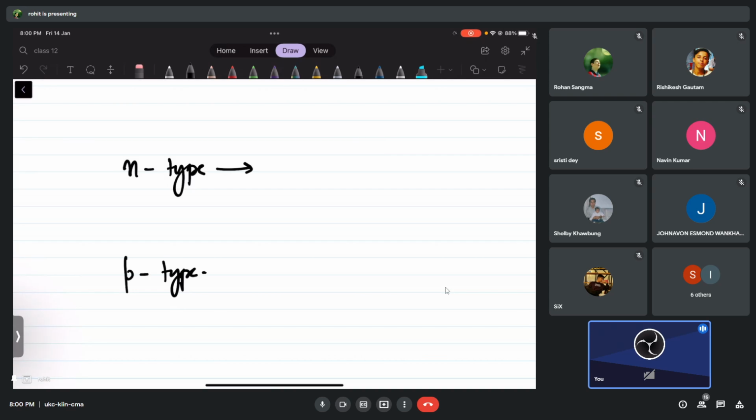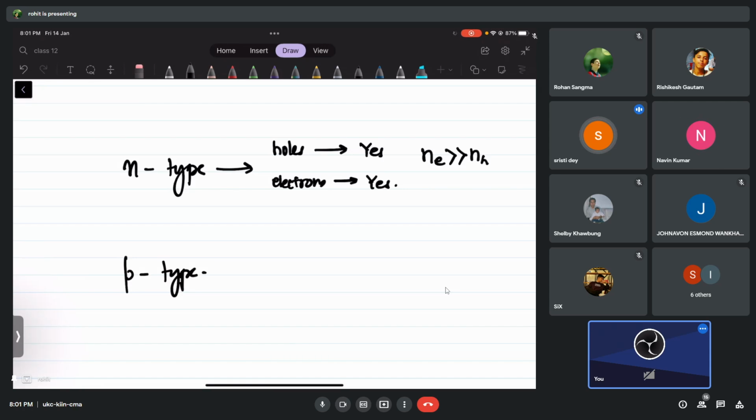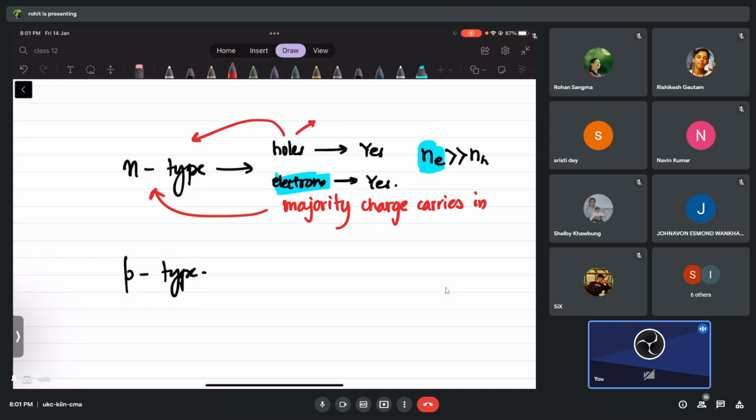You tell me, in N-type do you get holes or not? In N-type we get electrons or not? Yes. But the number of electrons is very, very large compared to what? Number of holes. Okay, so electrons are called majority charge carriers in N-type. And holes are called, what do you think, majority or minority? Minority charge carriers.